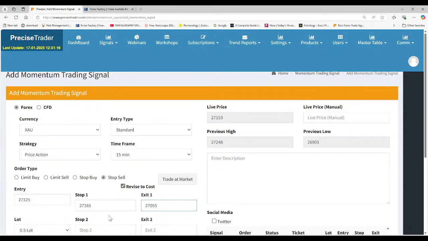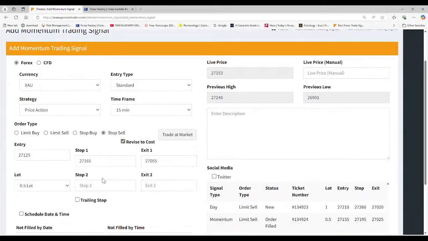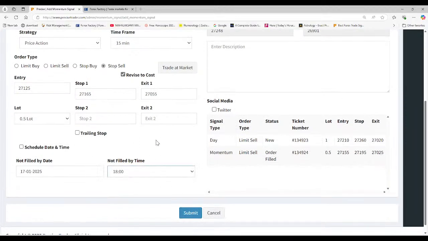Okay, so what we will do is we would go for a stop sell since we have already taken a trade at 2712.5. That one: stop at 2716.5, TP at 2705, and this is a half lot. And for this one, the expiry is we give 2 hours from now.